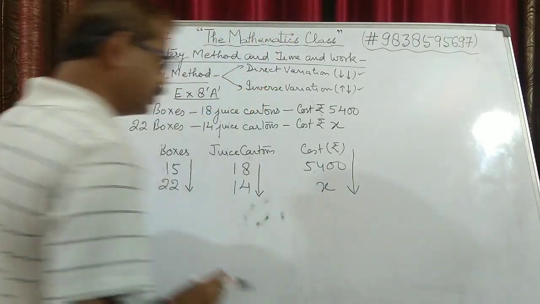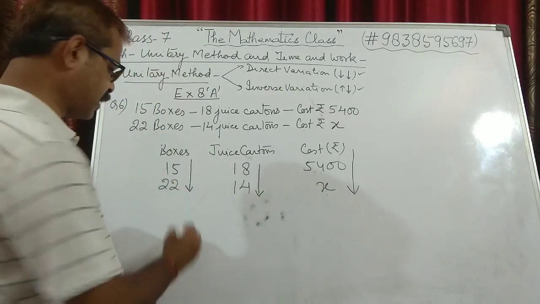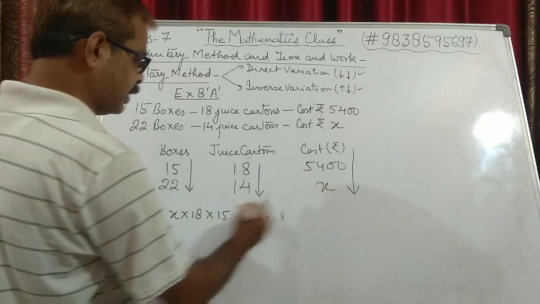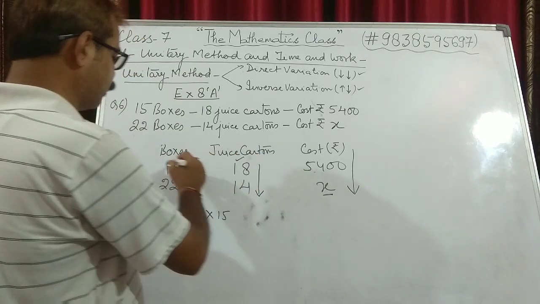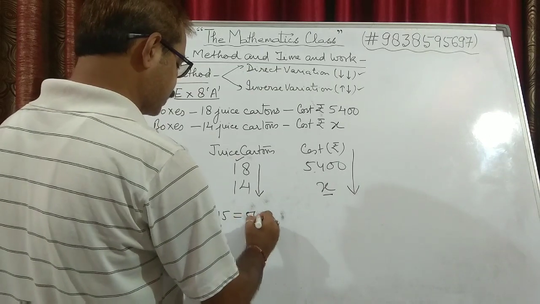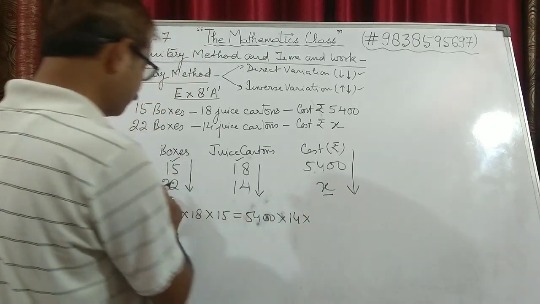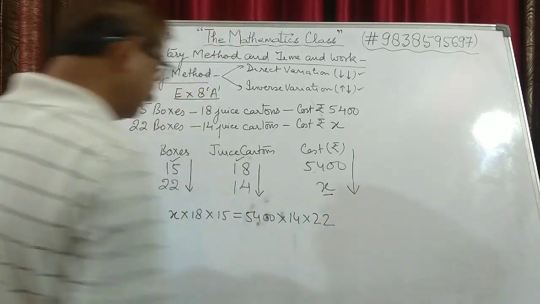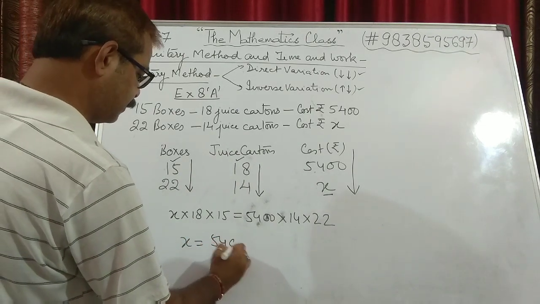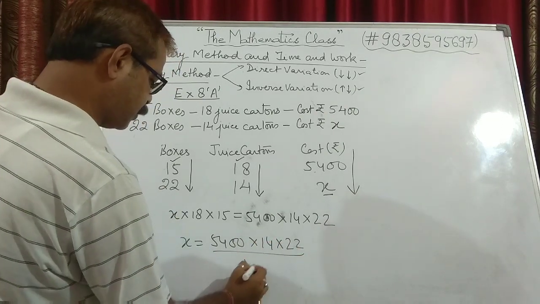Now what to do? We know that the head of this one, x, and the tails of all the others are multiplied, meaning x into 18 into 15. Head of this multiplied by tail of this, for juice cartons and boxes, is equal to the tail of this, 5,400, into the head of this, that is 14, and into the head of this, that is 22. Now I hope you all can find out the value of x. That will be 5,400 into 14 into 22 upon 18.